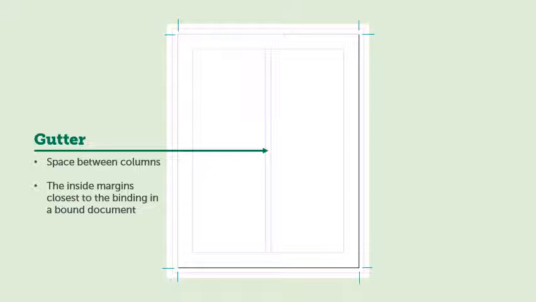And it's also good to know that we use the same term gutter when we're referring to the inside margins closest to the binding of a bound document. So when you have a spread, the edge of the 2 pages that touch for the spread, those margins are the inside margins, our margins closest to the spine, and that is also called the gutter. Okay, good job. Next, we're going to talk about the grid.